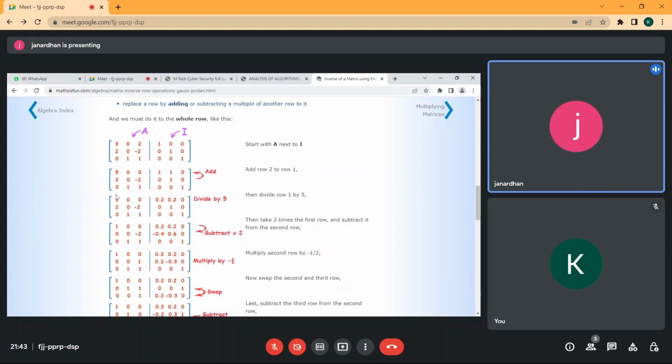Next, add row 2 to row 1. Then we will get this value. Next, divide row 1 by 5.